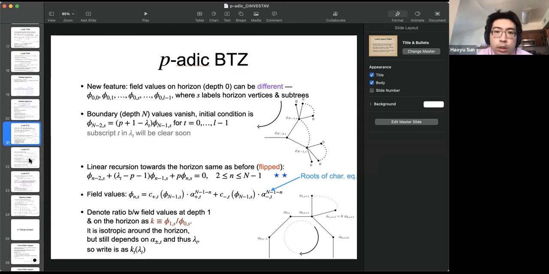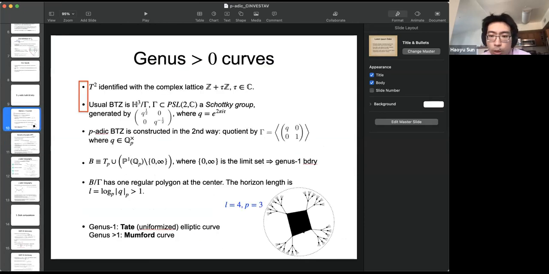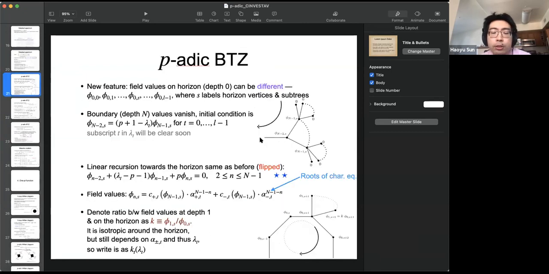So again, the recursion relation will be our key technique. So unlike the p-Adic AdS3, there's a new feature, namely the field values on the horizon. So as we have seen before, we have this horizon, which is a regular polygon. The field values can be different, so we can take L different values, and we use S to label the horizon vertices and also the subtrees rooted at horizon points. So again, the boundary field value vanishes, and then the initial condition from the boundary is as follows.